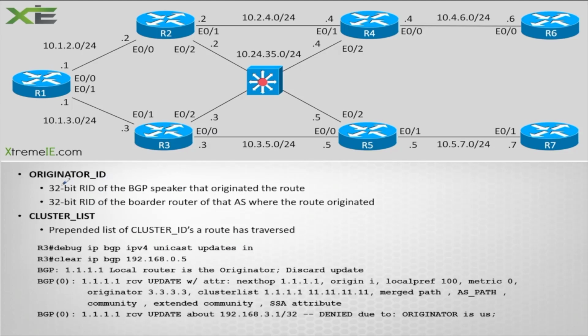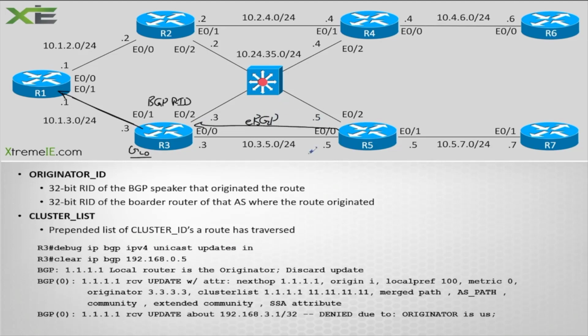So the easiest thing to remember here is that it's going to be the 32-bit router ID of wherever that route came from. So if we're talking about, let's say, our loopback 0 here of R3, and R3 sends this update into R1, the originator ID would be the BGP router ID of R3, because R3 would be the originator of this route.